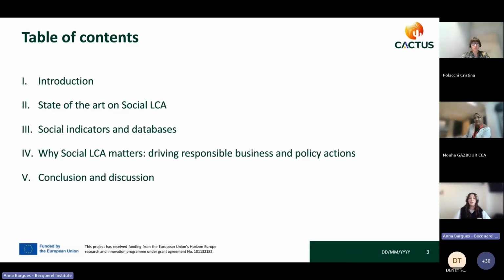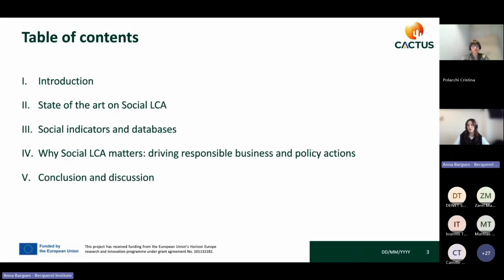First, I will give you some introduction defining what exactly a social LCA is and also its objectives. Then we look at the state of the art on social LCA, mostly on the methodologies, studies, and standards that came before. Next, we'll go through social indicators and also three main databases used. Finally, we'll discuss why social LCA matters, both for responsible business and for policymaking. And at the end, I will conclude and give some discussion points that we can maybe dive into later if we have time.